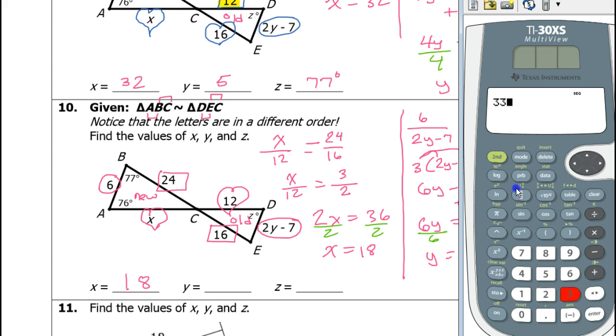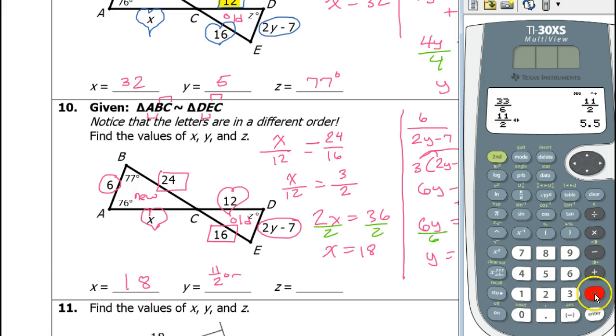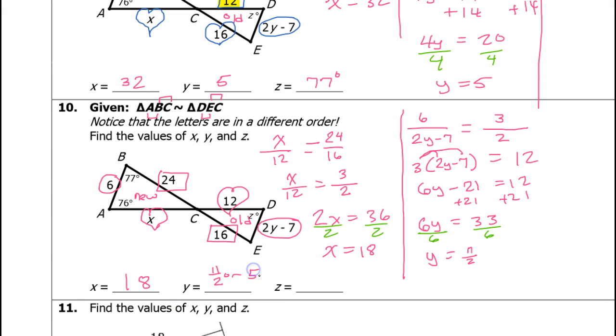So 33 divided by 6 is 11 over 2. All right, so I could put 11 over 2, or if they want me to put it as a decimal, that would be 5.5. We'll just have to be very clear on the tests and quizzes whether I want a fraction or a decimal, but be able to give me either one I ask you for.